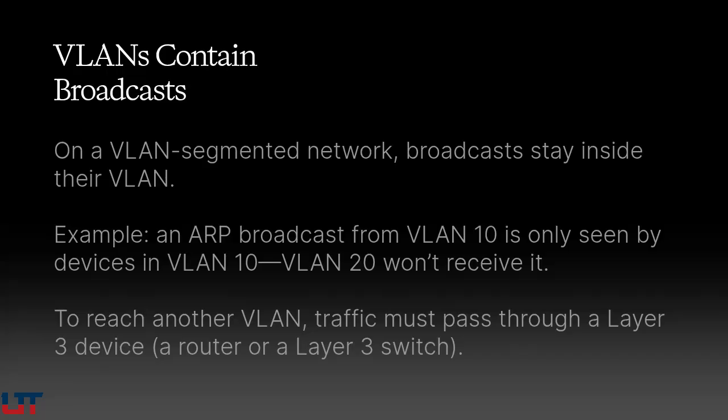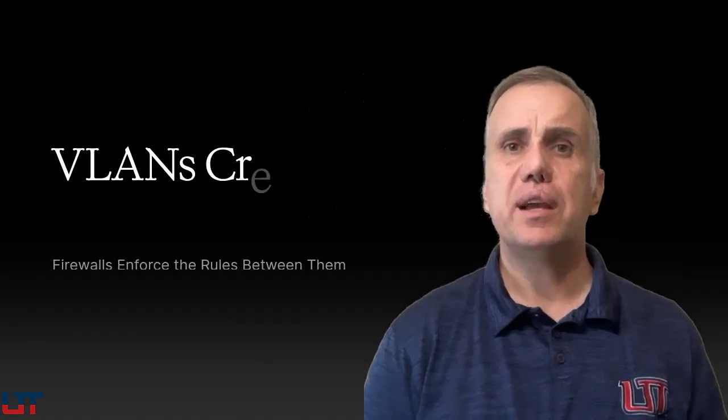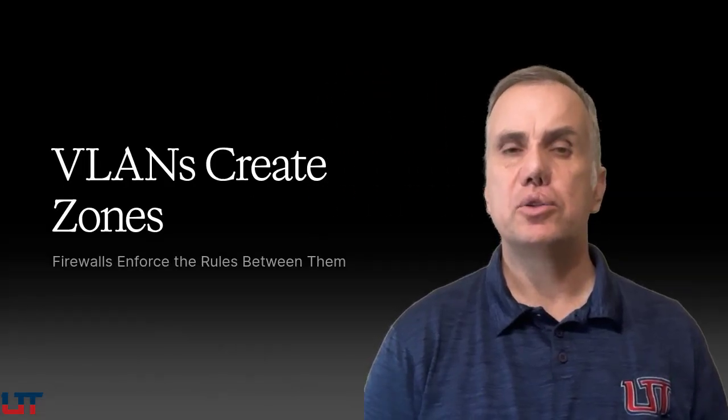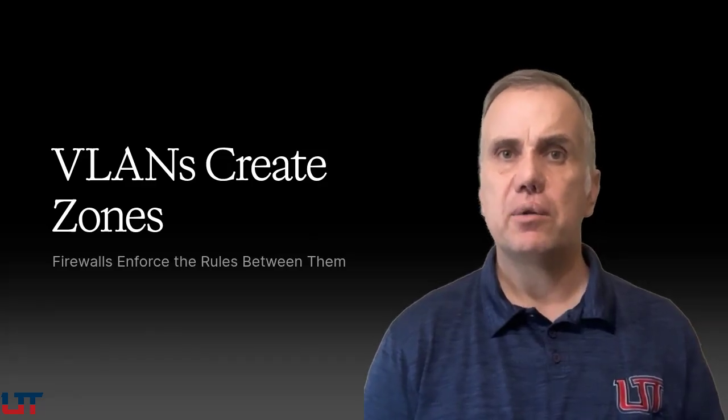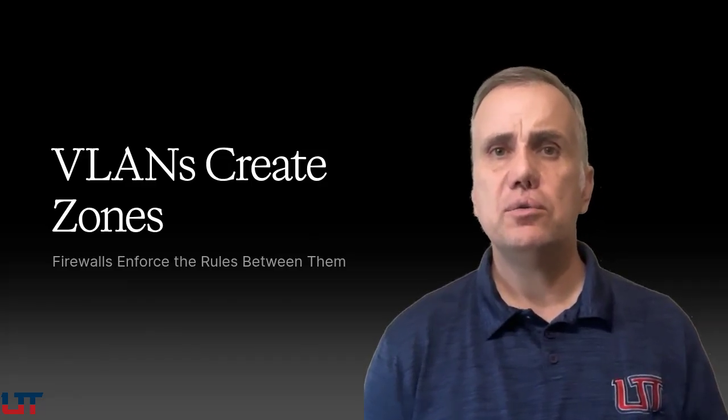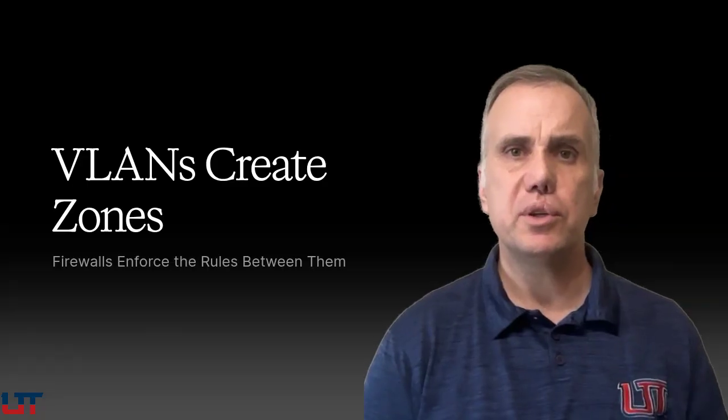For traffic to cross from one VLAN to another, it must pass through a layer 3 device, which I mentioned a second ago is a router, or a managed switch with layer 3 routing capability. That routing point is exactly where you place a firewall or access control list to decide what is and isn't allowed to cross. The VLAN creates the zone boundary. The firewall controls what passes through it. This is the key relationship. VLANs and firewalls can work together. VLANs create the zones. Firewalls will enforce rules between the zones. Neither one alone is sufficient. We'll cover firewalls in more depth later.